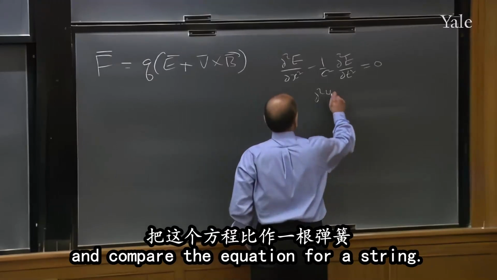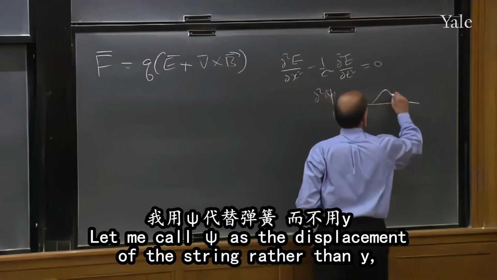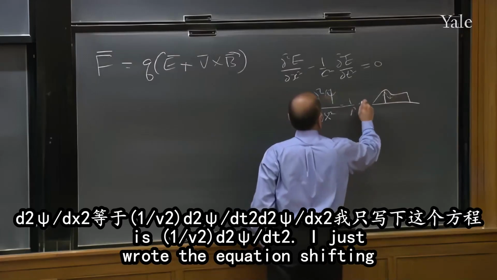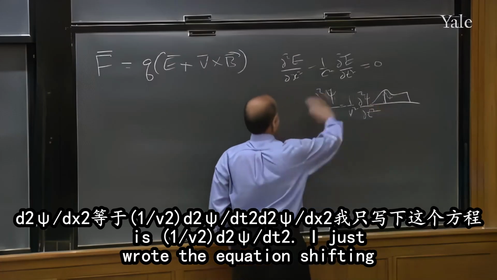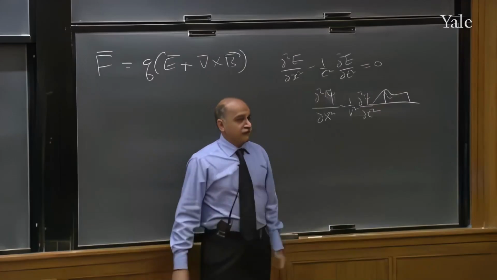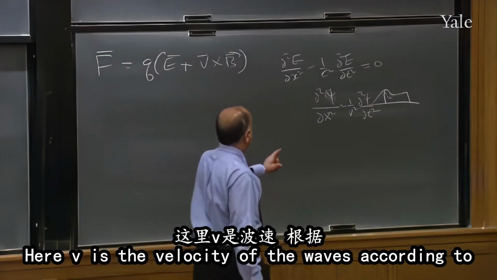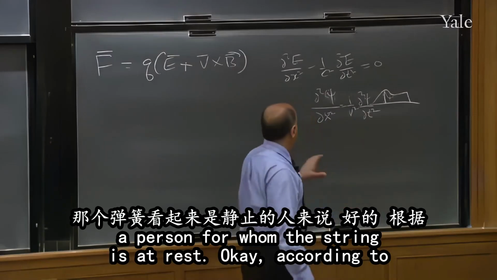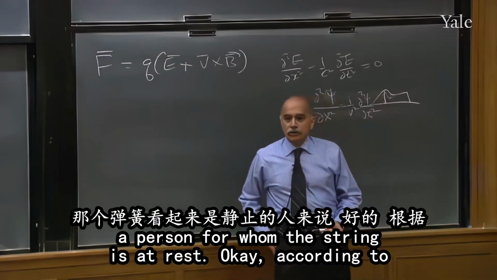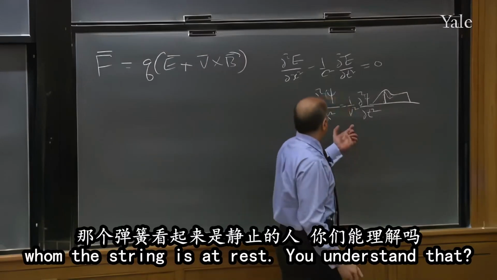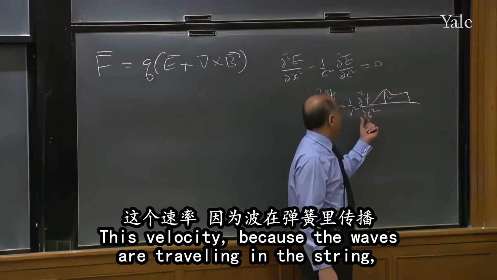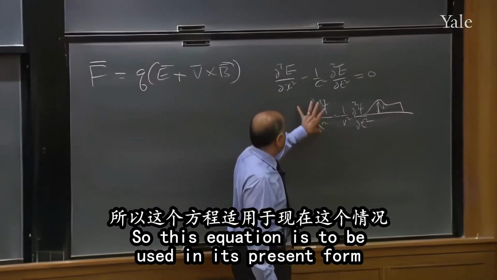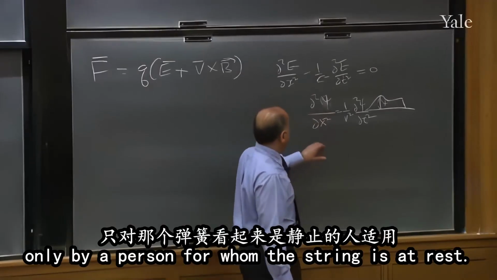And compare it to the equation for a string. Let me call psi the displacement of the string rather than y. Because d2 psi over dx squared is 1 over v squared d2 psi over dt squared. I just wrote the equation, shifting to the other side. They look very similar. Here, v is the velocity of the waves according to a person for whom the string is at rest. According to whom the string is at rest. You understand that this velocity, because the waves are traveling in the string at a speed v. So this equation is to be used in its present form only by a person for whom the string is at rest.